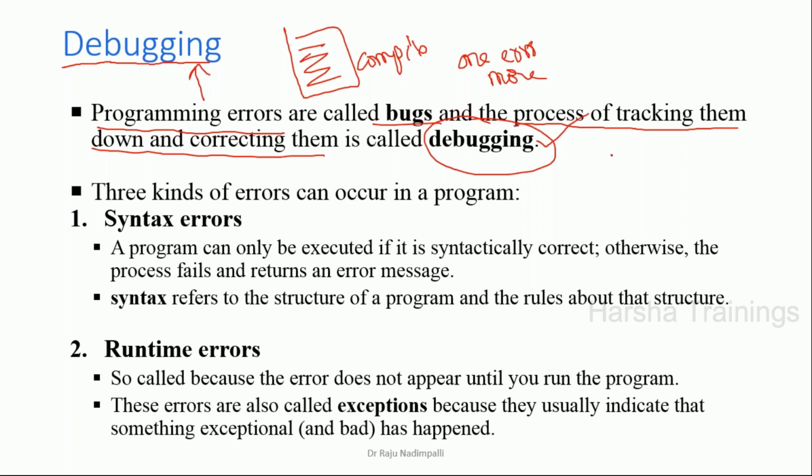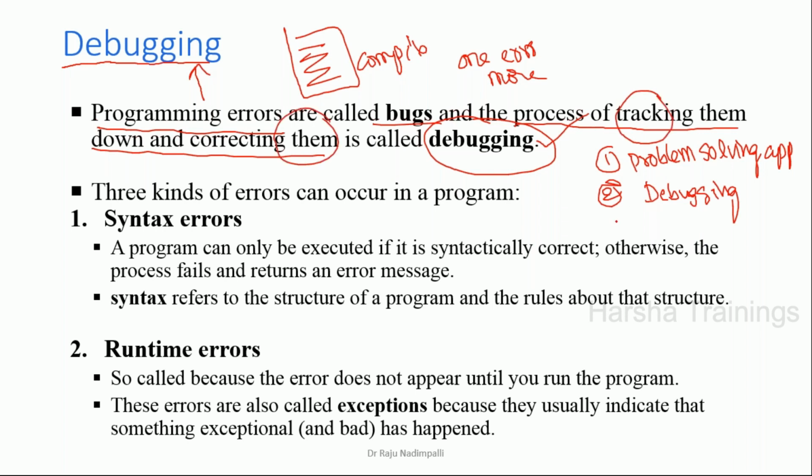It must be in a software engineer. The first quality is a problem solving approach. The second is that you should have debugging capability. What is the meaning of debugging capability? You have to track the errors and you have to correct the errors. This is the second most important quality of a software engineer.